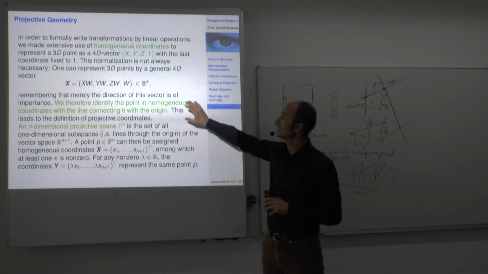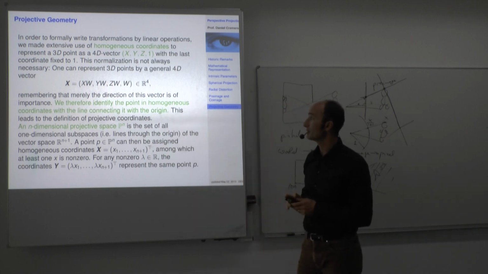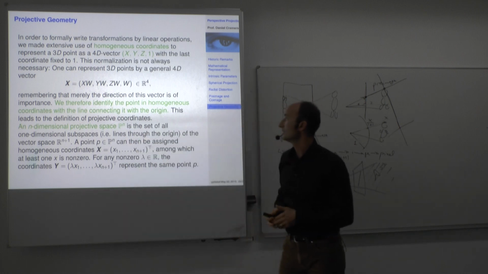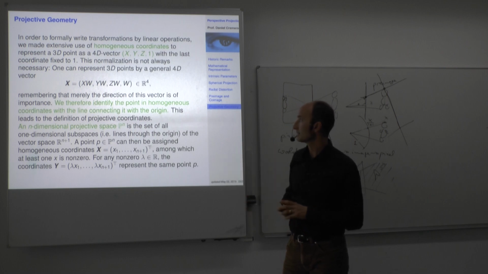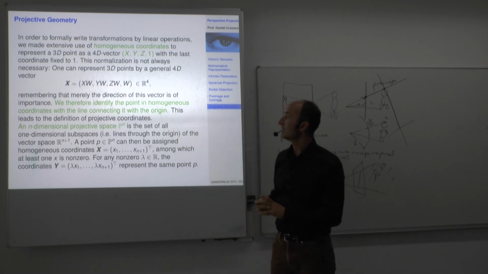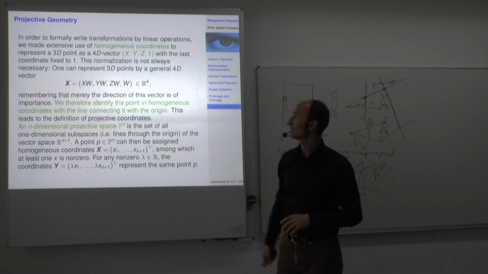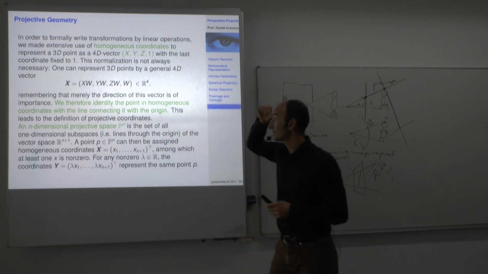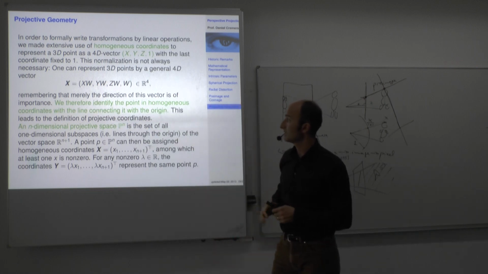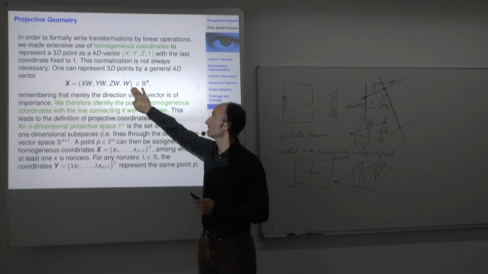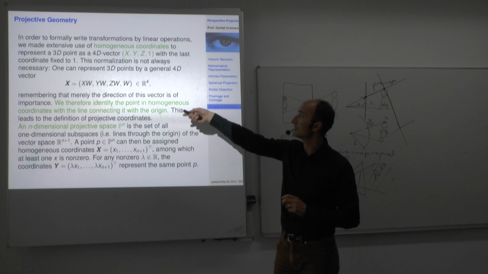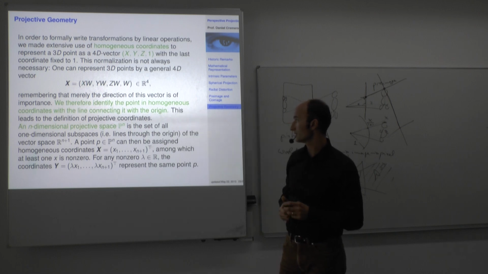And this is basically the idea of projective geometry, that you study this so-called projective space. So the projective space Pn is the set of all one-dimensional subspaces, lines through the origin, in the space Rn plus 1. So P3 in our case would be the three-dimensional projective space, and it consists of all lines in 4D that go through the origin.